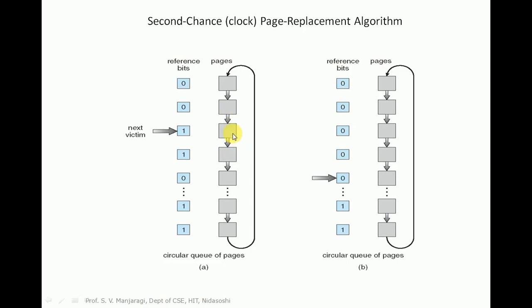For a particular page whose reference bit is 1, a second chance is given. In the second chance, that page will be replaced, until then that page can be used. Hence the name second chance page replacement algorithm.